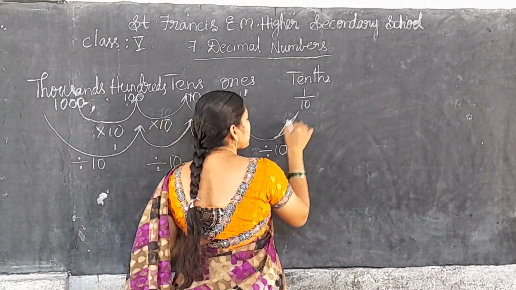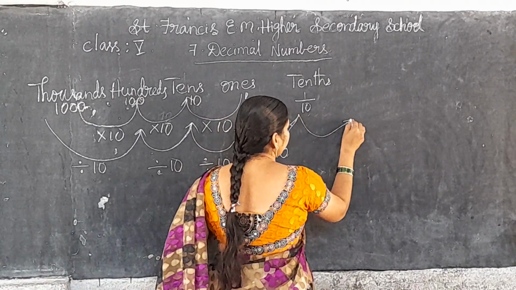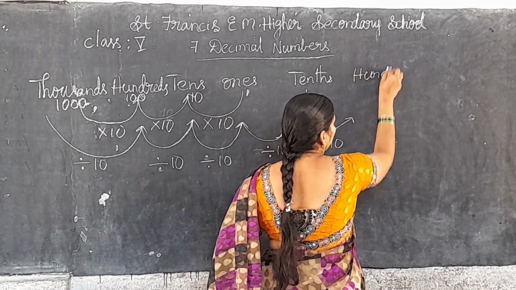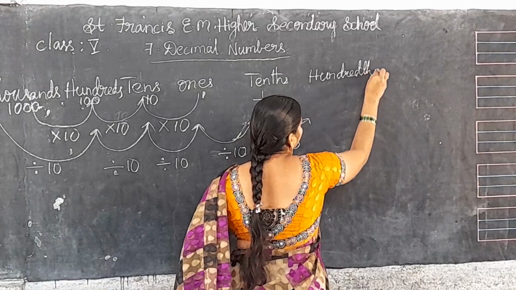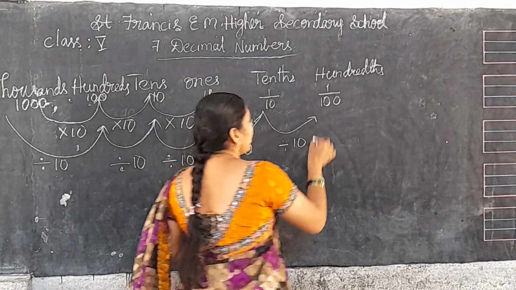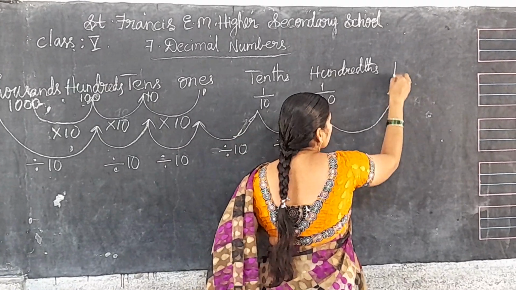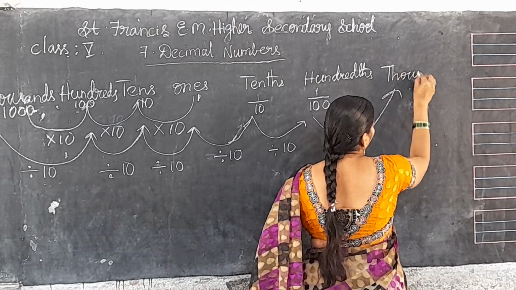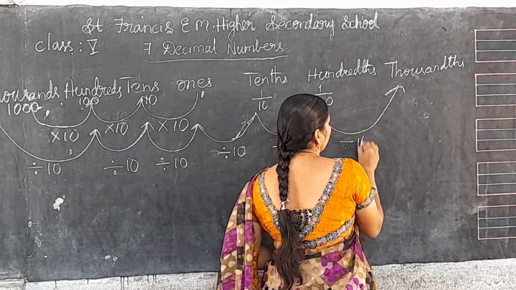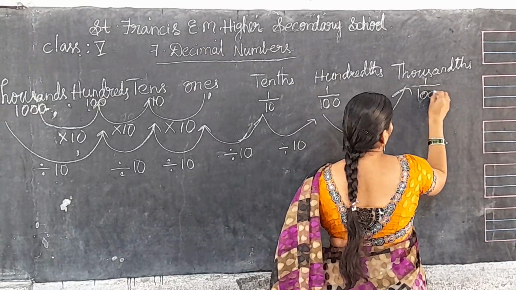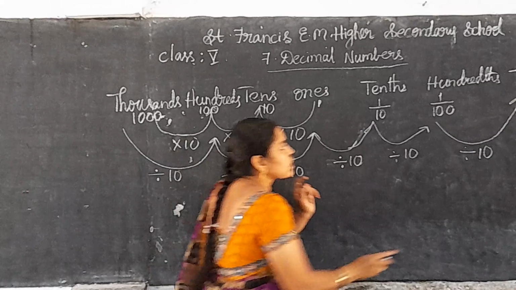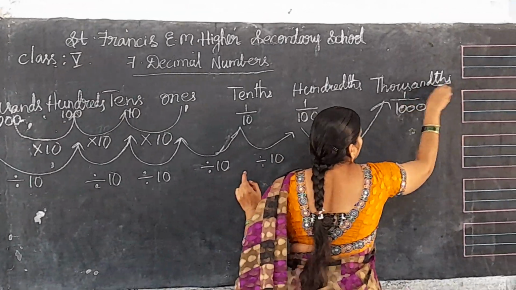Right? Again, if you divide this place value by 10, what will come? Hundredths place value will come. Yesterday I explained all this. So that is 1 by 100. Again, from hundredths we are going to thousandths. Again you should divide that number by 10. Thousandths value will come. See here, this is thousandths.